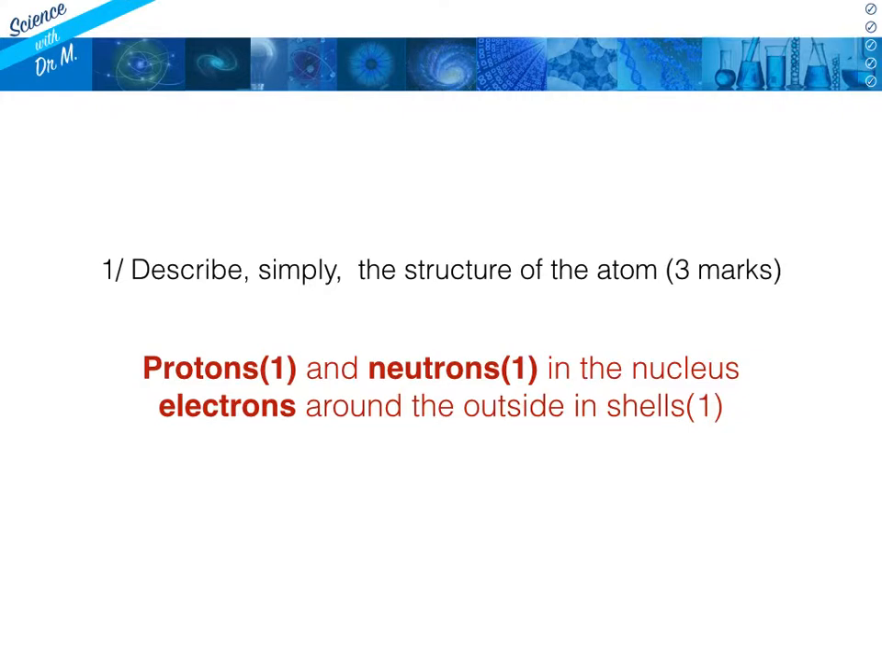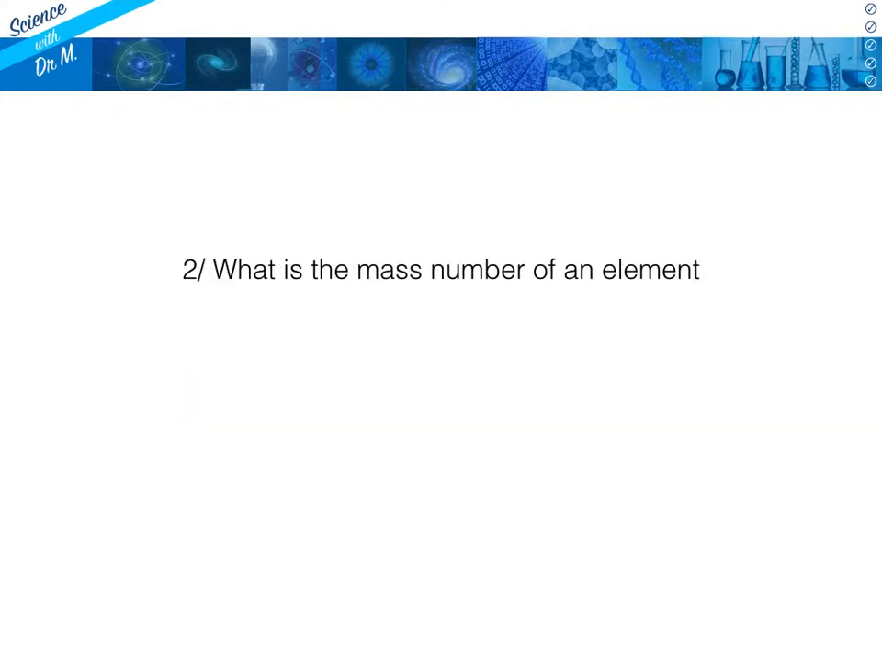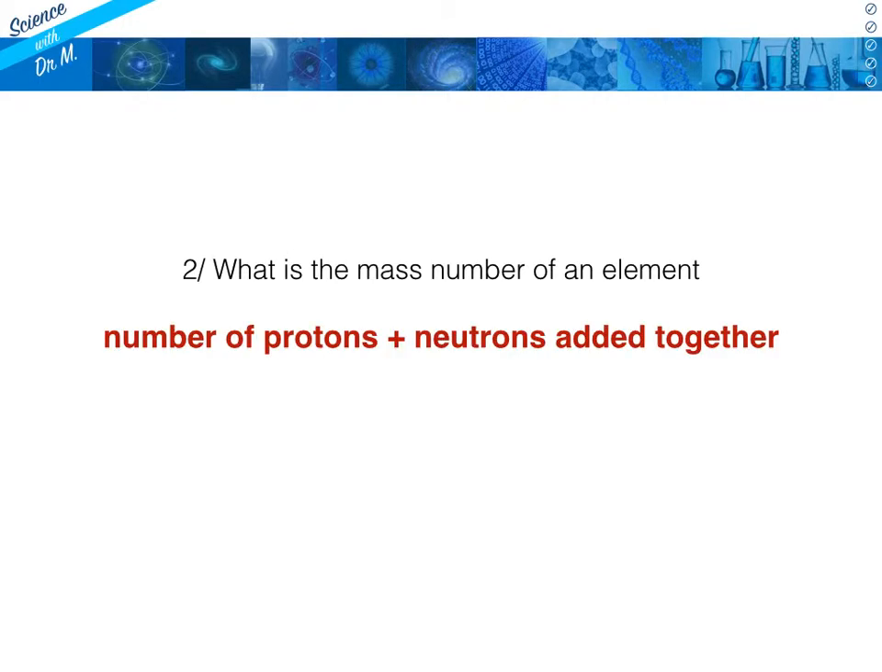Okay, question number 2. What is the mass number of an element? That's the large number on the periodic table. What is the mass number of an element? And the answer is the number of protons plus the number of neutrons added together. So it's the total number of protons plus neutrons.